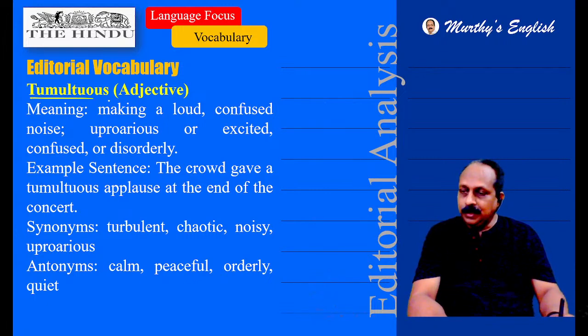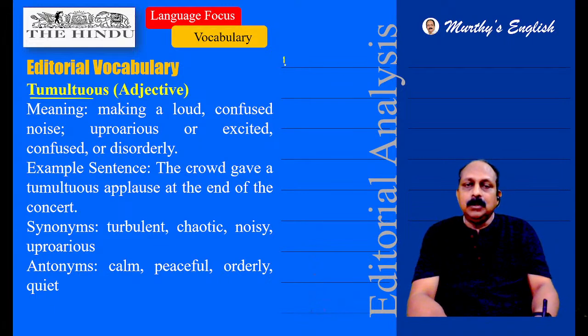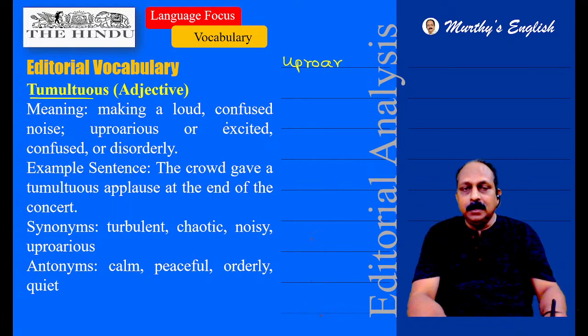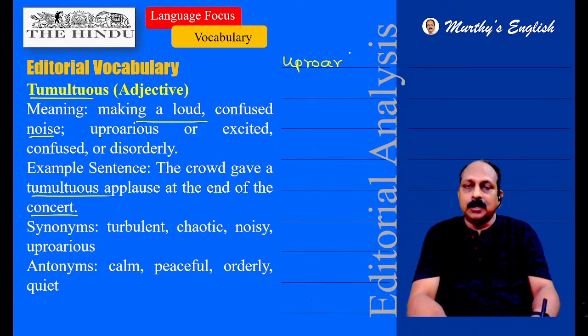Tumultuous, an important word, part of speech adjective, making a loud, confused noise, uproarious or excited, confused or disorderly. Generally, we use the word uproar, noisy protest. Here, making a loud, confused noise in a way while protesting. Example, the crowd gave a tumultuous applause at the end of the concert. Tumultuous can be a positive word, usually a positive connotation, even here a positive context. But if you take the word uproar, it has a negative connotation. You have to know the word usage.